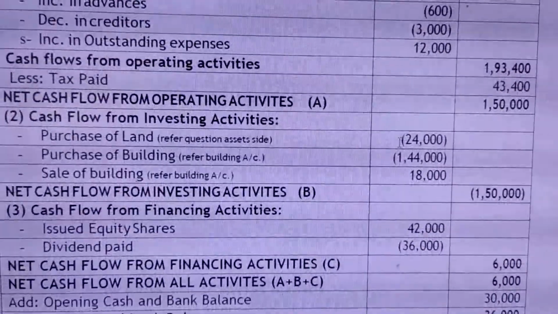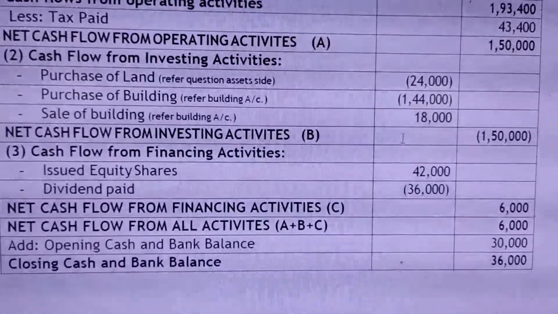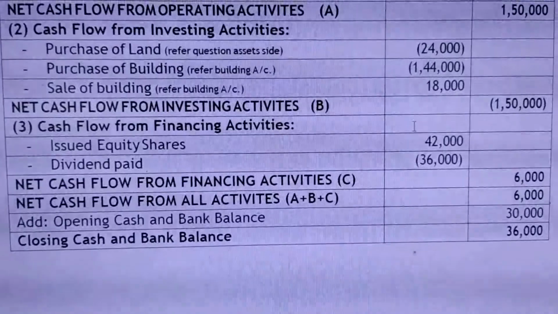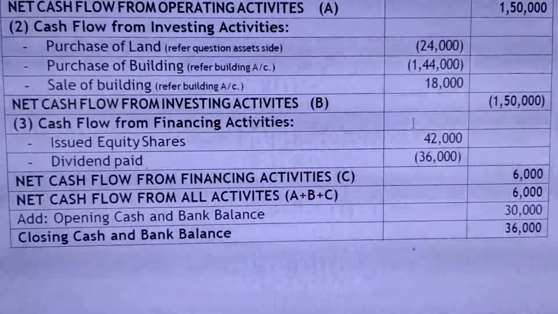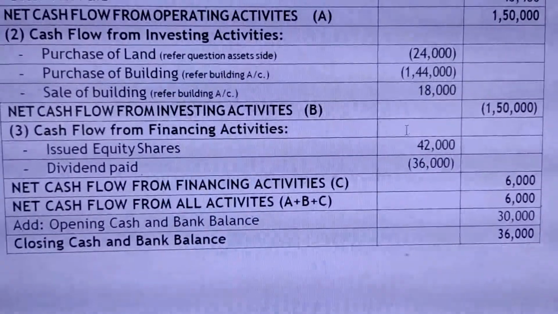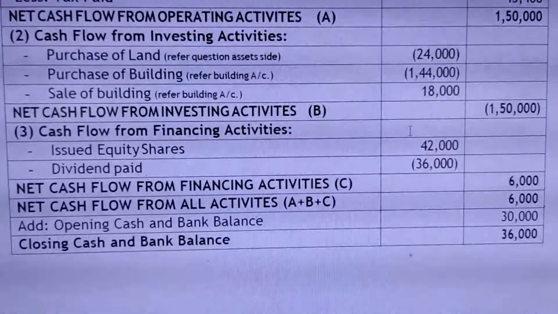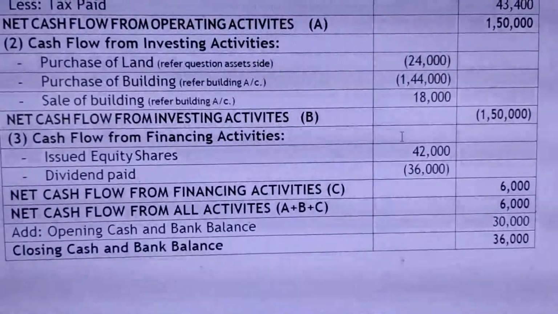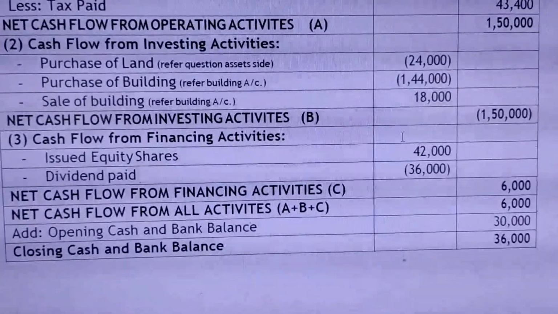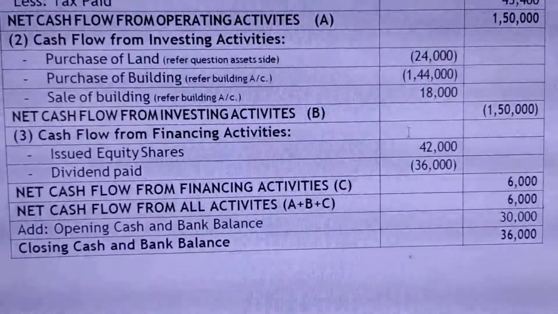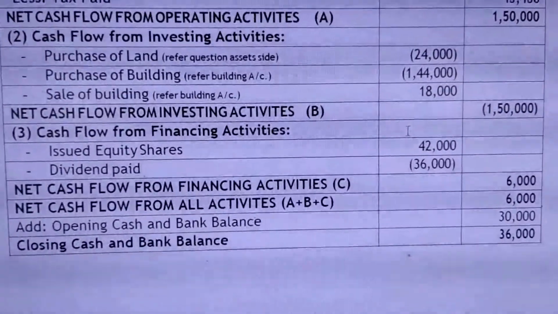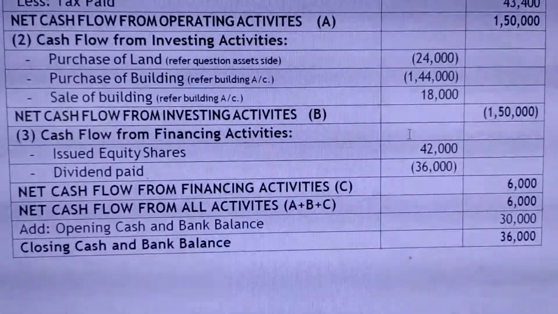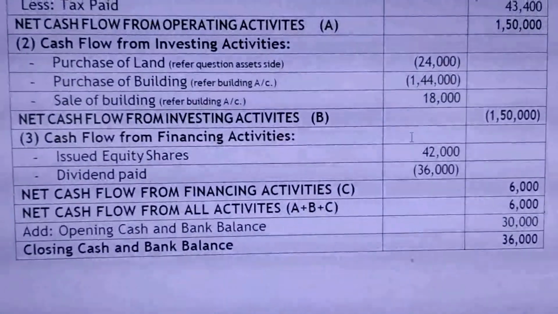Okay, then cash flow from investing activity. So purchase of land, you just refer to the question paper, asset side. Between opening balance and closing balance, land is increasing by 24,000. The purchase of land means that cash is outgoing. So if it is outgoing, you have to give it in brackets, you have to subtract from the total.